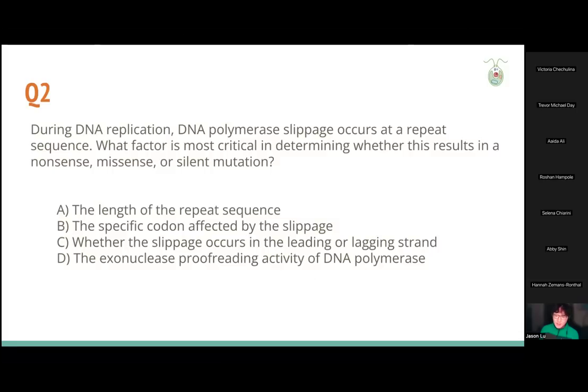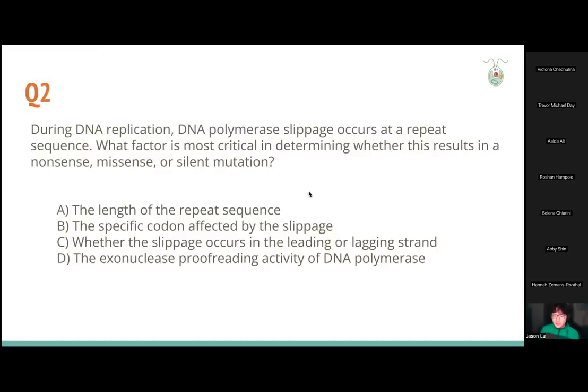So if we look through our options here, the length of our repeat sequence is not going to be correct because changing the length is going to change the length of our overall protein, but it's not going to cause one of these point mutations. The specific codon affected by the slippage is going to change it. So that's going to be the correct answer.